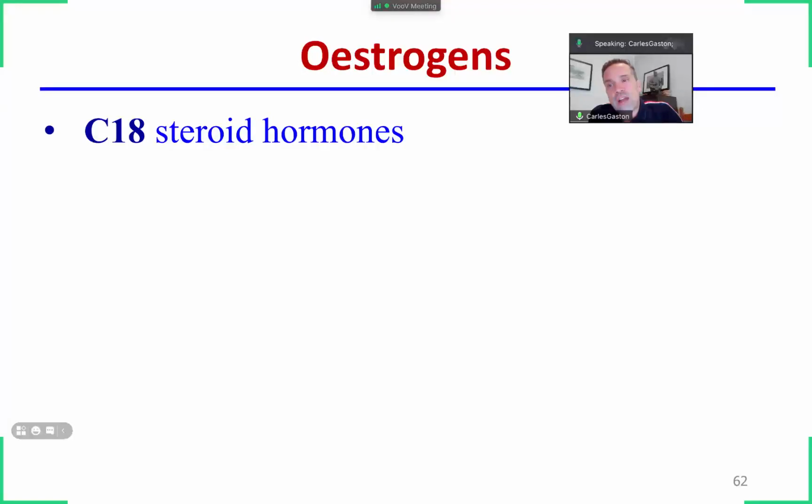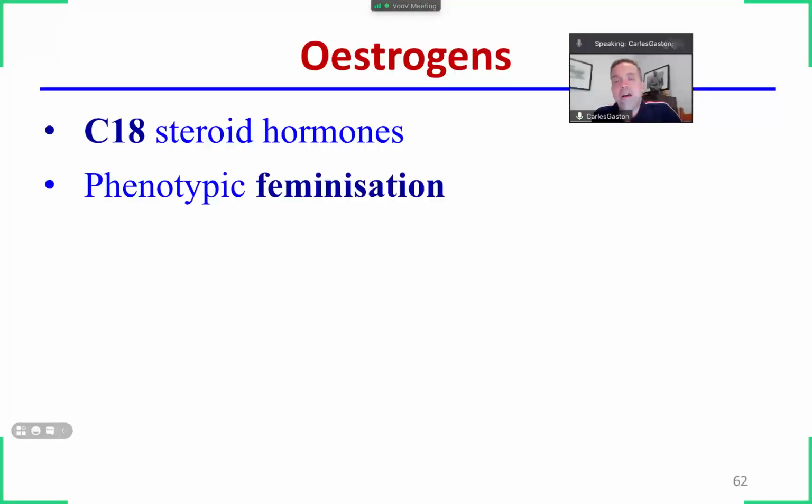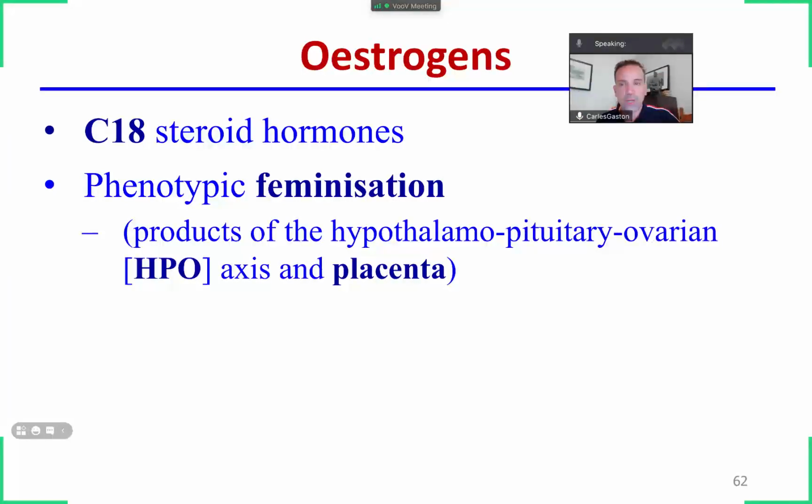So estrogen is a carbon 18 steroid hormone, and conversely to the androgen testosterone, it has a phenotypic feminization. So feminine features, obviously. It's a product again of the hypothalamus, pituitary, ovarian or gonadal axis, and also the placenta. We will study this in more detail in reproduction, okay? But as you know, the hypothalamus will produce the hormones, and the pituitary and then affect the ovarian axis.